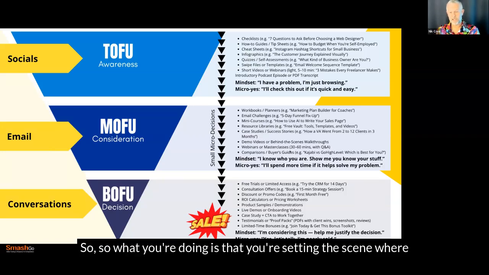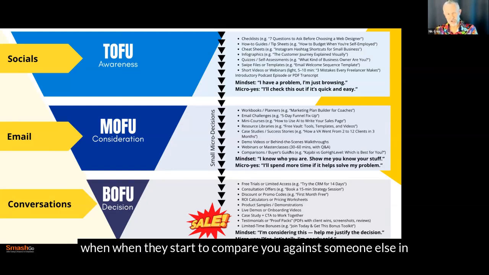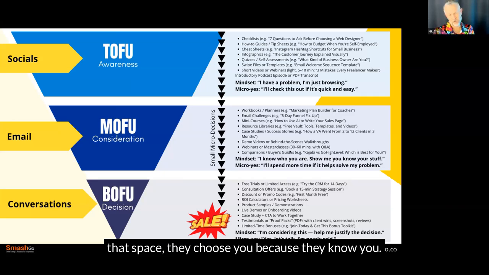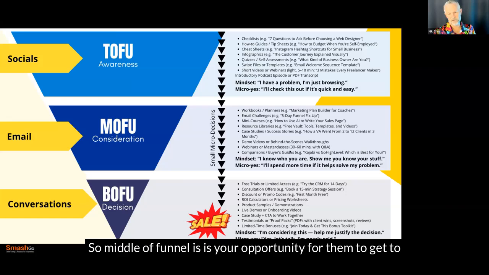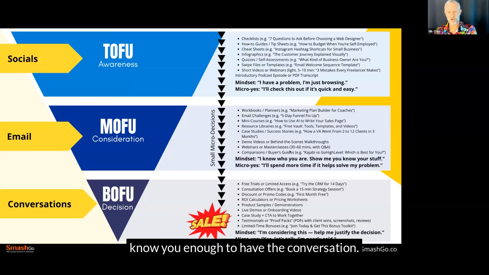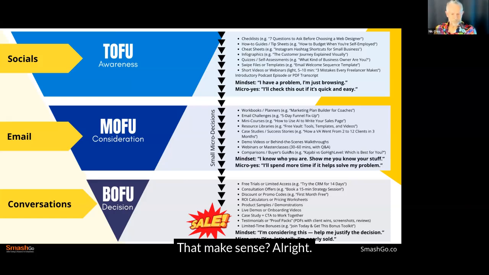So what you're doing is setting the scene where, when they start to compare you against someone else in that space, they choose you because they know you. So middle of funnel is your opportunity for them to get to know you enough to have the conversation. Does that make sense?